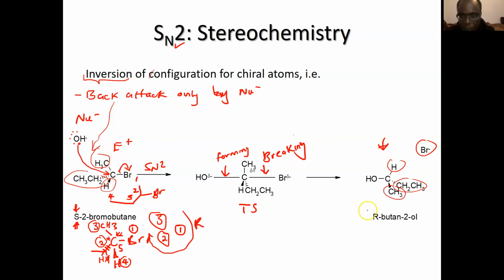Let's determine and prove that the chirality is R. Now, the smallest group has to be away. Right now, it's on the plane. It's not even towards us, so we cannot just switch like we did here from R to S. I've proved to you that the chirality is S. You need to try and prove that the chirality here is R. It should be an R. So after the reaction, the S compound is turned into an R compound. That's inversion.